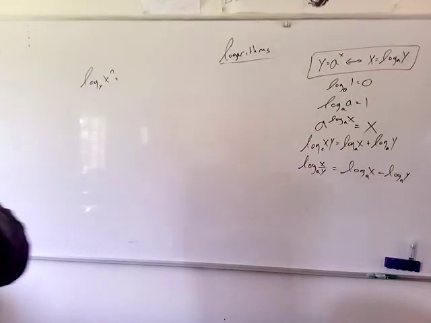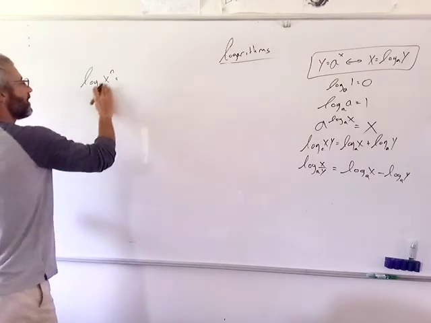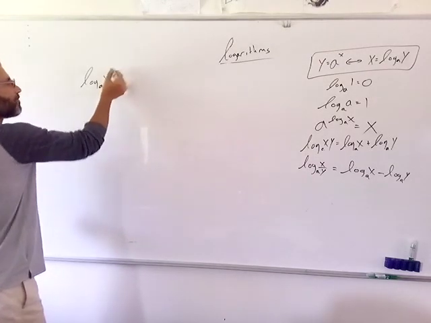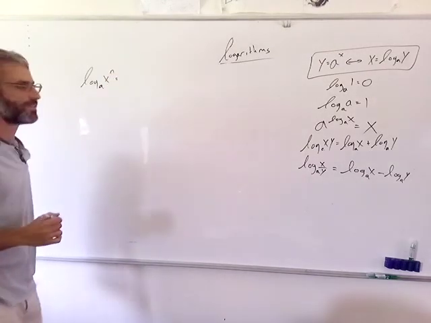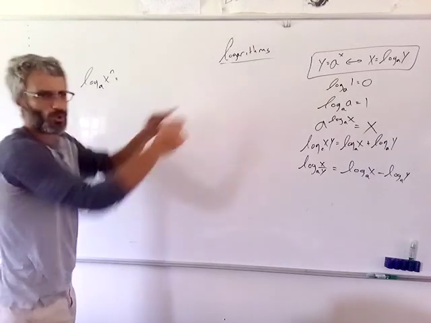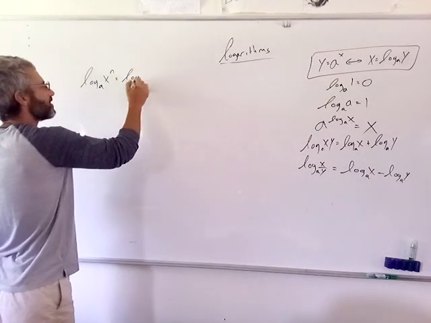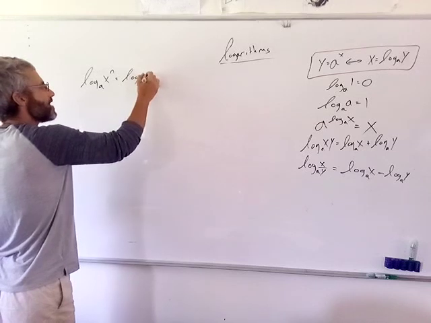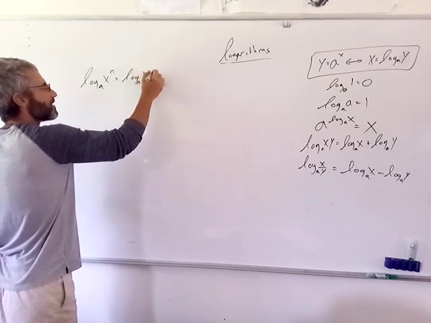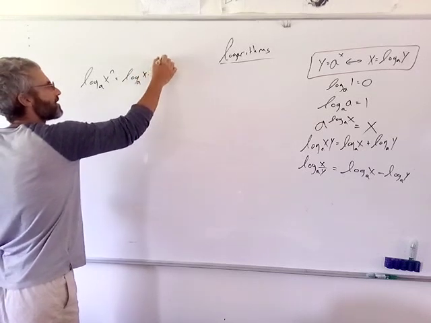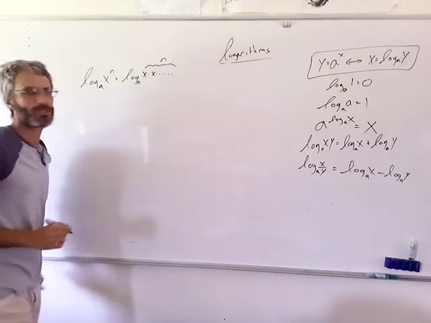The next rule is actually really easy. Let's say I have log of x to the power n in base a. I don't need to use all these techniques that I did before. All I've got to do is ask, what is that? It's log base a of x times x times x times x times x, n times.